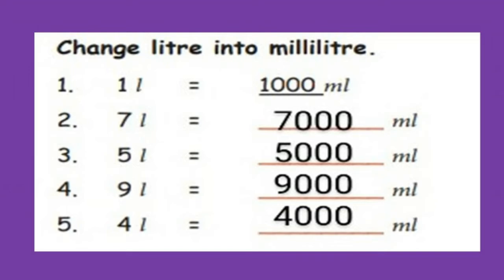7 liter. 7 into 1000 is equal to 7000 milliliter. 5 liter. 5 into 1000 is equal to 5000 milliliter. 9 liter. 9 into 1000 is equal to 9000 milliliter. 4 liter. 4 into 1000 is equal to 4000 milliliter.